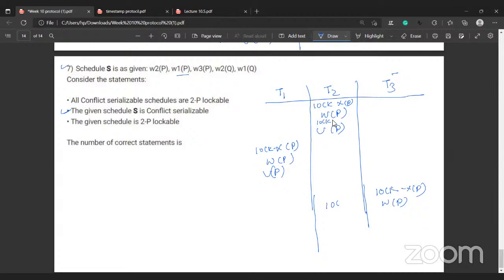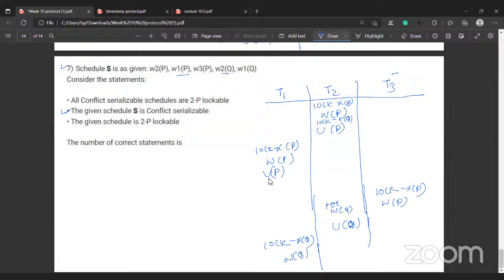If you apply lock XQ, we can directly write Q and then unlock Q, right? Then up to then W1Q, right? So you have to apply an exclusive lock on Q, then write Q. So does this follow the two-phase locking protocol?